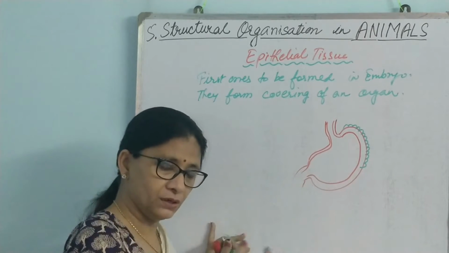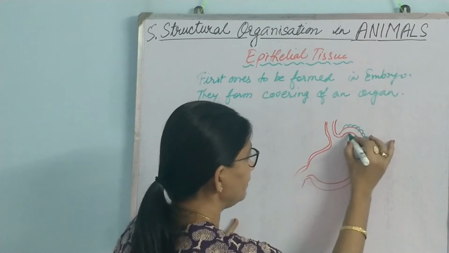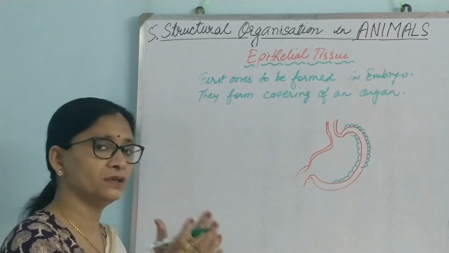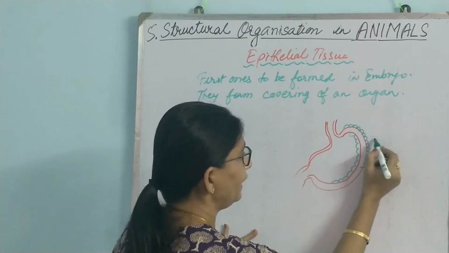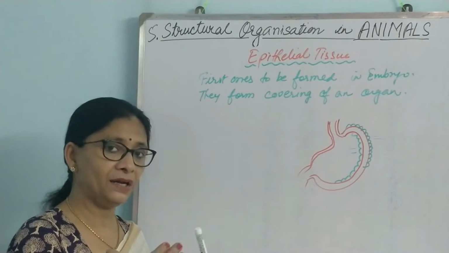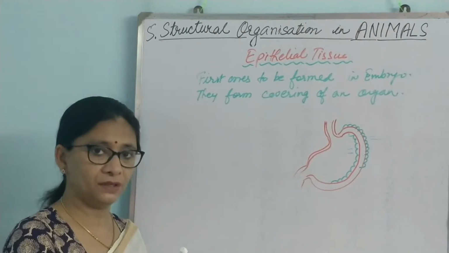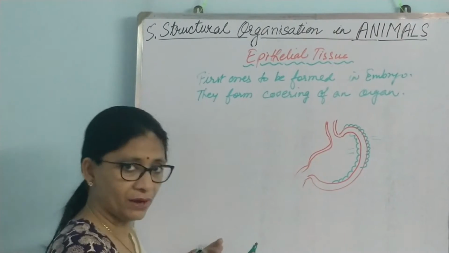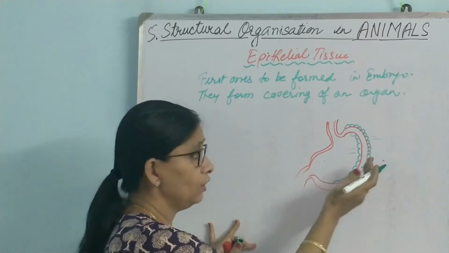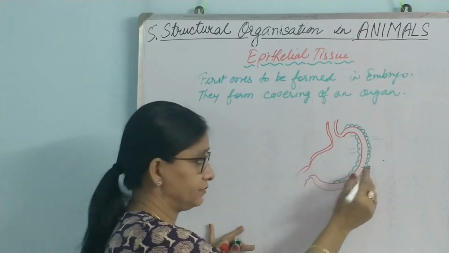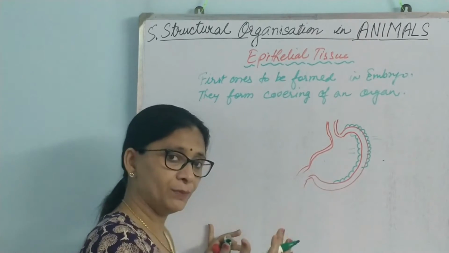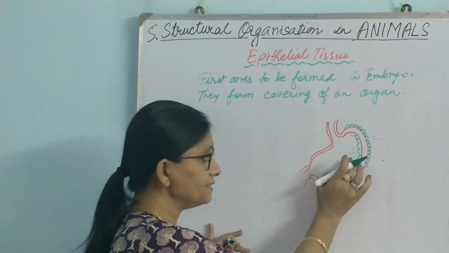Outside, it forms a lining of epithelial tissue, as well as inside. So it is lining both the surfaces, and always keep it in mind, one end will be free. That means one end of the epithelial tissue will be exposed to the external environment or the internal environment of the tissue. This is the internal environment, this is the external environment. So epithelial tissue will be on both sides of the wall of the organ, outside as well as inside.